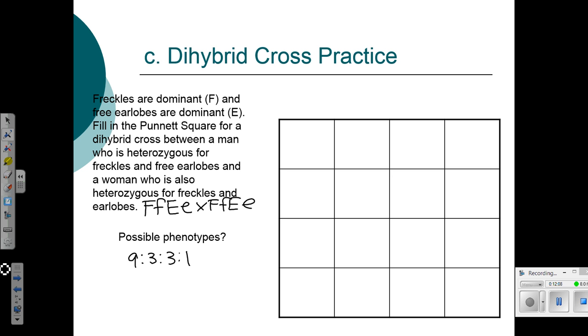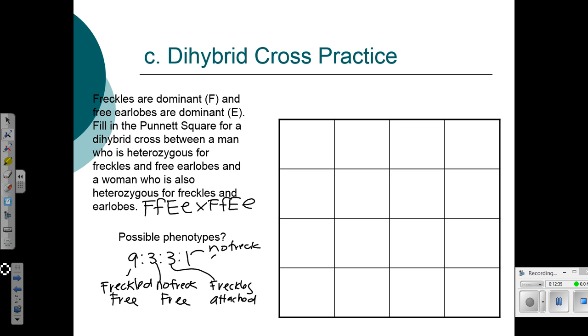You'll have 9 of the freckled, free. You'll have 3 of no freckles and free. You'll have 3 with freckles. And then the opposite of free earlobes are attached earlobes. And then you'll have this one little person with no freckles and attached. That should be your end result. So make sure you fill that out, and please ask questions if this does not make sense when you get to class.